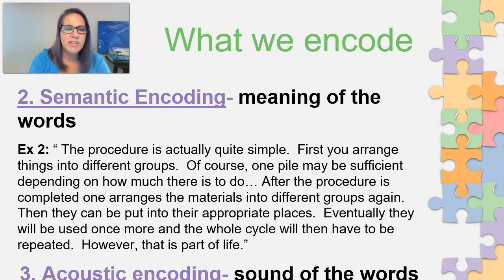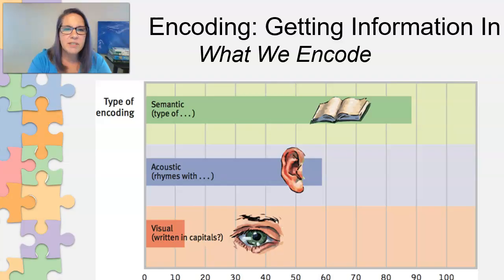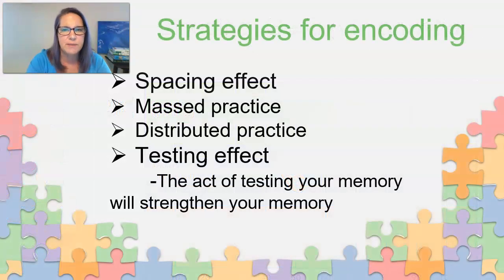And then the third type is acoustic encoding, which again, acoustic is the sound of the words. So on this little chart, this shows you the better types of encoding. Okay, so semantic encoding is always going to be better. Okay, we're going to retain that memory longer. And then acoustic encoding. And then the last is visual encoding. Okay, not as good at retaining those memories.